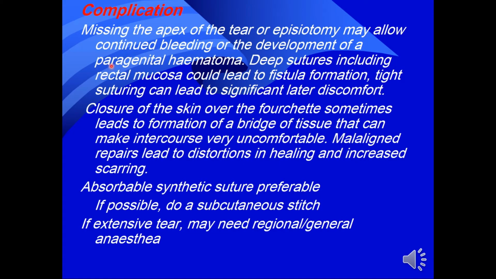What are the complications? Missing the apex of the tear or episiotomy may allow continued bleeding or the development of a paragenital hematoma. Deep sutures that include rectal mucosa could lead to a fistula formation. Tight suturing can lead to significant perineal discomfort. Closure of the skin over the fourchette sometimes leads to a formation of a bridge of tissue that can make intercourse very uncomfortable. Malaligned repair leads to distortion in healing and increased scarring.